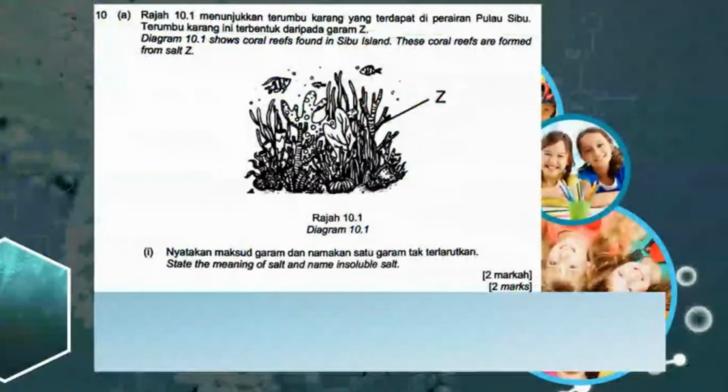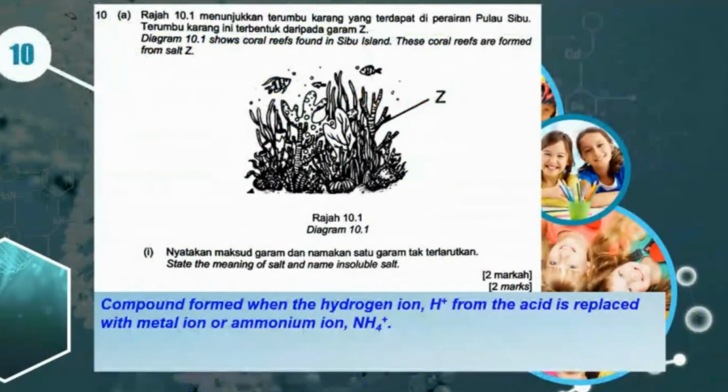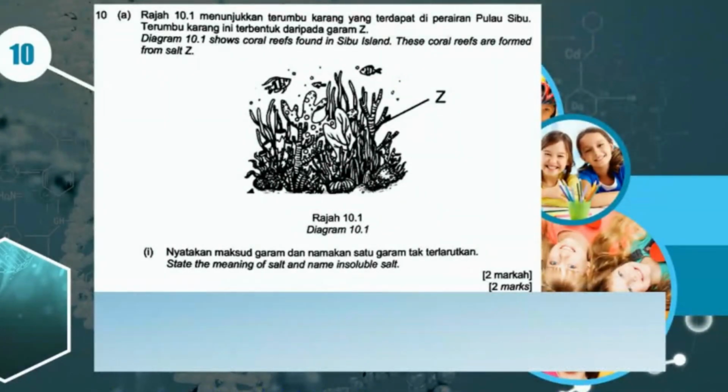Okay. Now, next question. Question number 10. A diagram shows a coral reef found in the Cebu Island. These coral reefs are formed from the salt Z. So state the meaning of the salt, and then name the insoluble salt. So what is this actually?